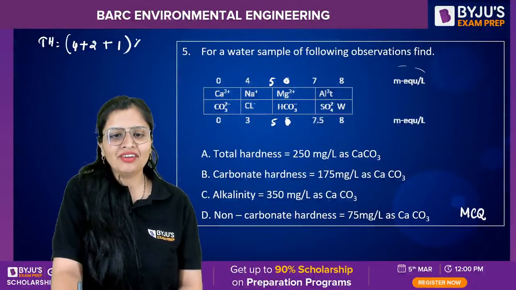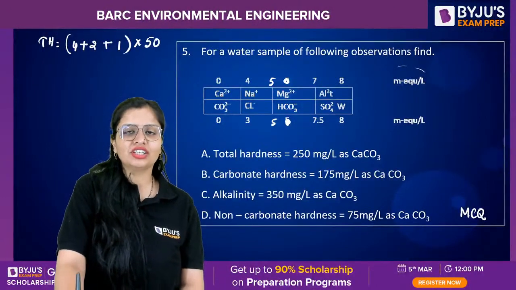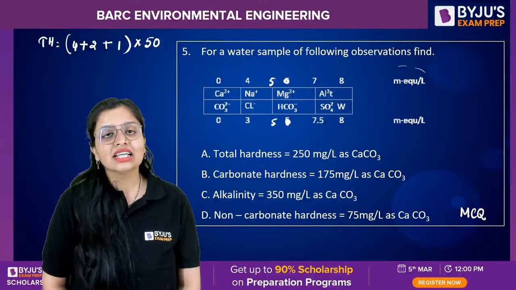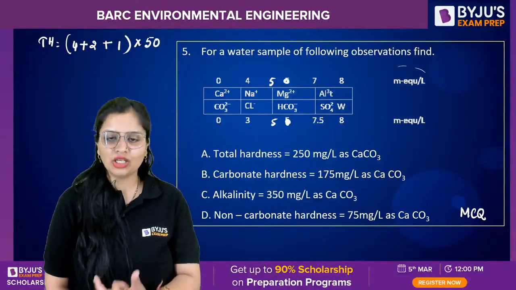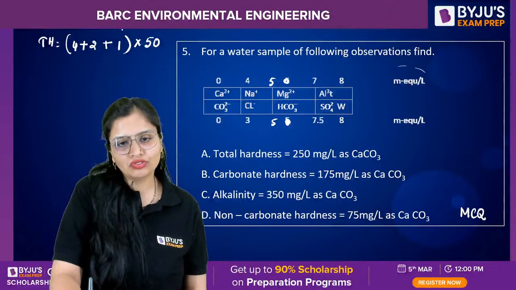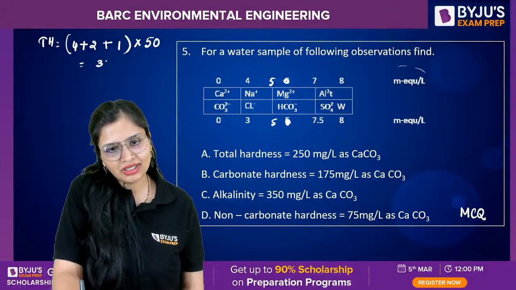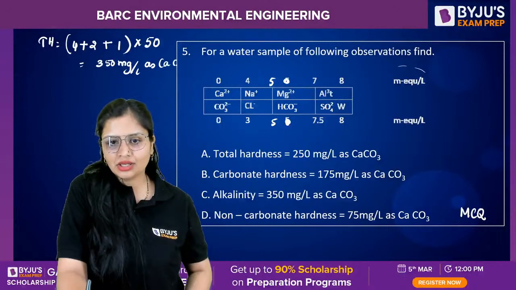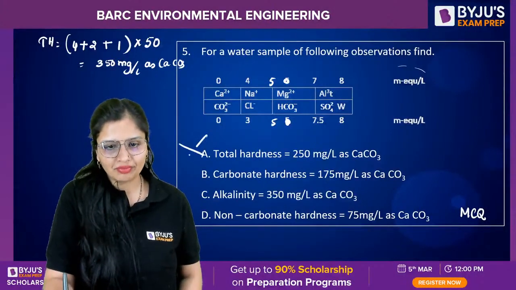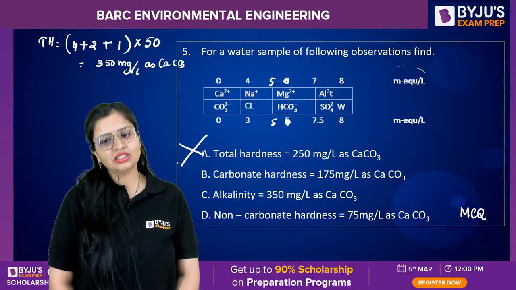Into 50. Why we are not dividing by the equivalent weight of the respective ions? The reason is because the thing given to me is in units of milli equivalents per liter. So 4, 5, 6, 7. So this is coming 350 mg per liter as calcium carbonate. In the question, it is given 250. Wrong. First thing is wrong.